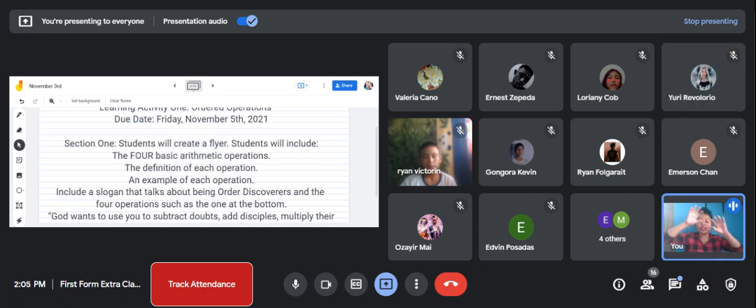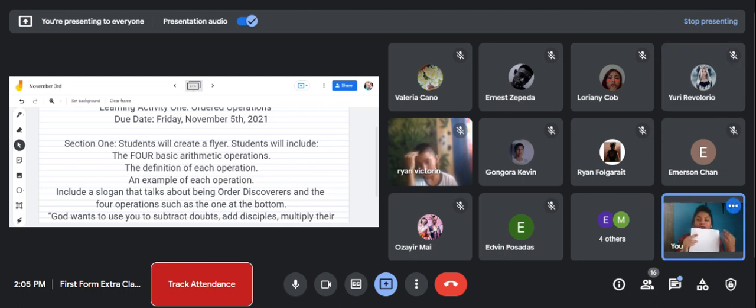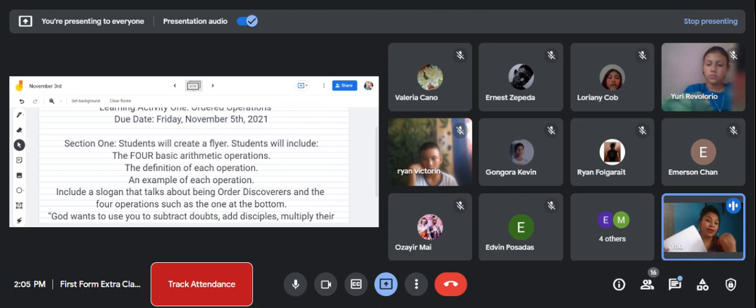So your typing sheet is gonna have the four basic arithmetic operations. So let me get a typing sheet. One typing sheet. You are gonna have the four basic operations. I want to see addition, subtraction, multiplication, division. I want a definition for each one. What is addition? What is subtraction? What is multiplication? What is division? I want an example of each one.